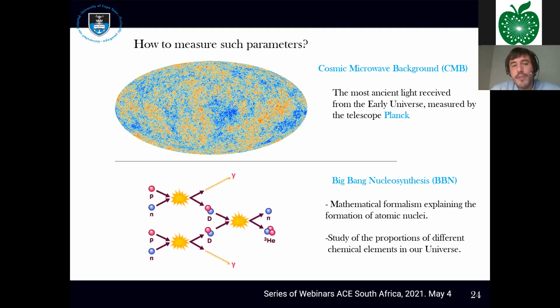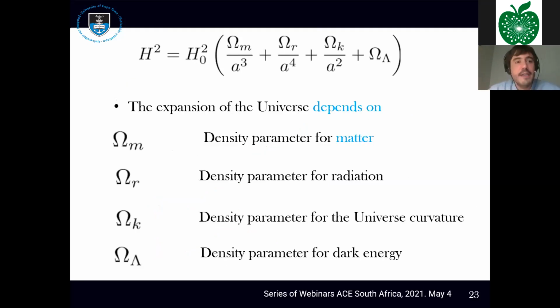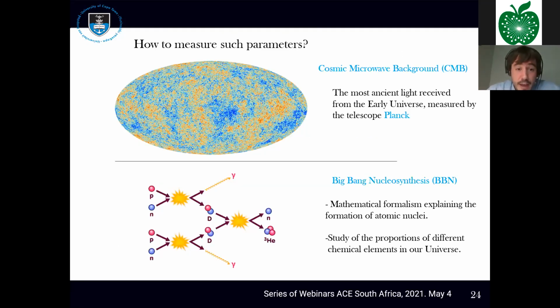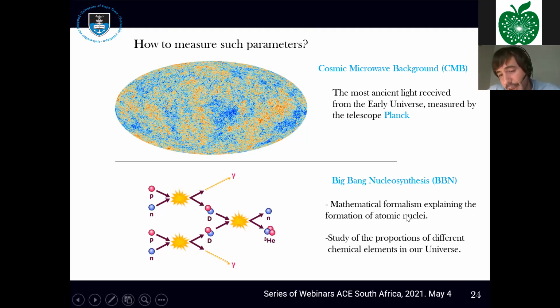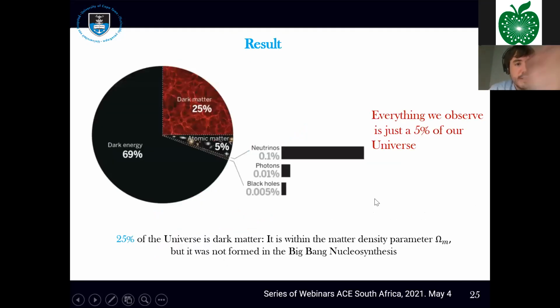When you determine that constant by those two methods, you realize that the values of this omega don't coincide, okay? Both values don't coincide. So that means that some of the matter we have in our universe does not correspond to atomic nuclei, okay? So yes, this is what we call dark matter.